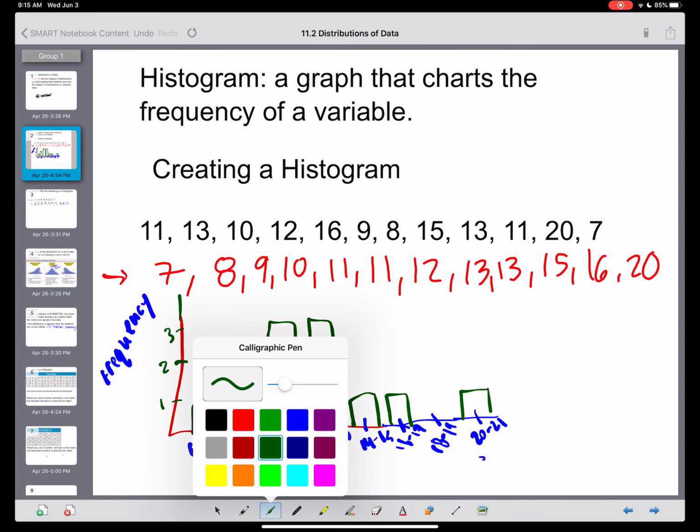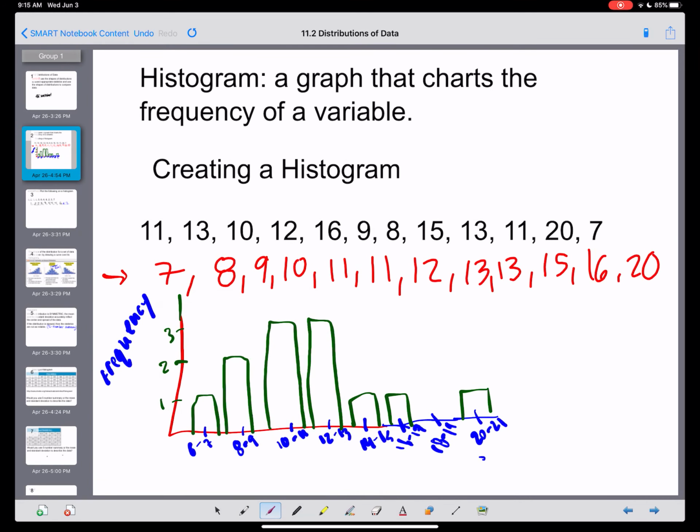And then I kind of see this curve. If I show that, I can see a curve forming. Okay, and that's a histogram. Pretty simple.